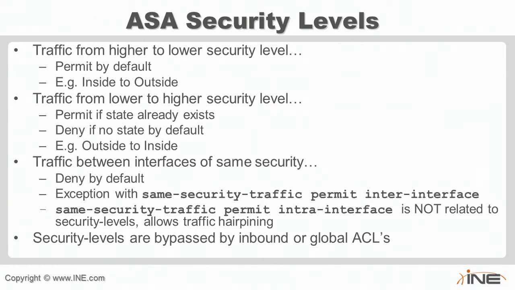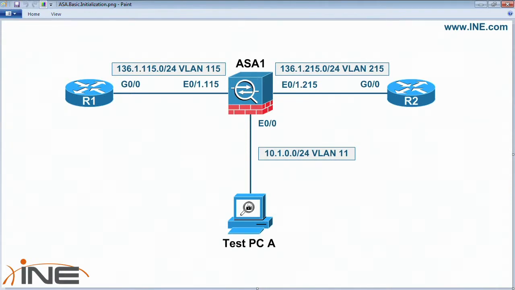So again, if we look at this from a visual point of view, and let's say that we have the ASA here that has 3 interfaces. We'll say that the link on the bottom, this is going to be our inside. The link on the right to router 2, this is going to be our outside.